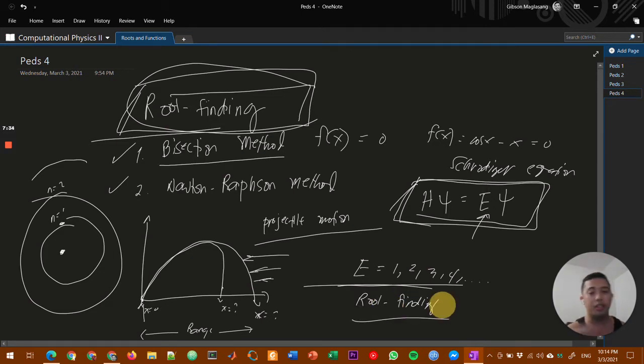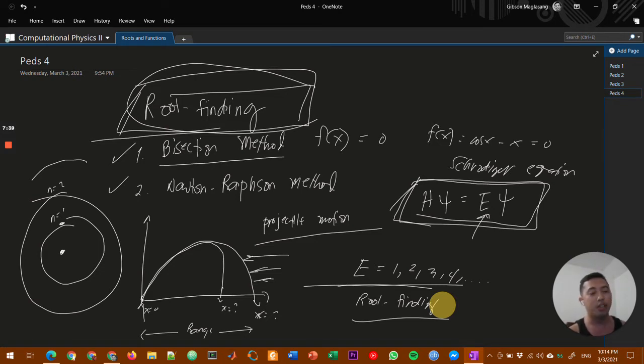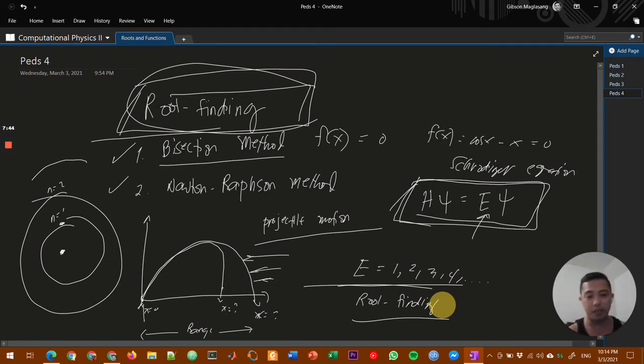Okay? That's some of the examples lang on kung anong importante kini siya on nindot nga makaibaw ta on how to find the roots of a certain function. Okay? So we'll now proceed with the discussion on the Newton-Raphson.